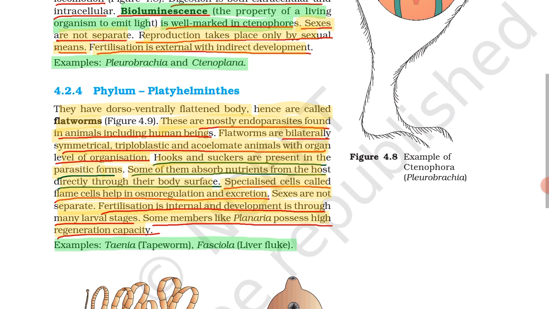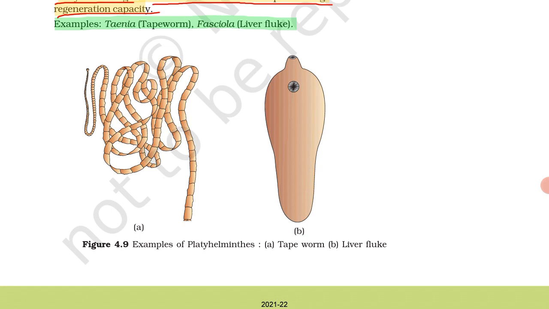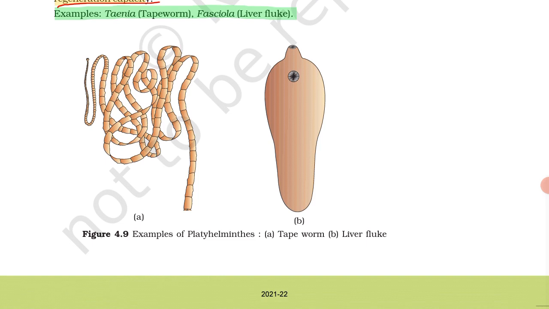The examples of platyhelminthes are Taenia (tapeworm) and Fasciola (liver fluke). So let's see the diagram of this. Examples of platyhelminthes are in figure 4.9. First is tapeworm and next is liver fluke. See the diagrams very carefully, they may ask in exam. Tapeworm is also called Taenia and Fasciola is also called liver fluke.